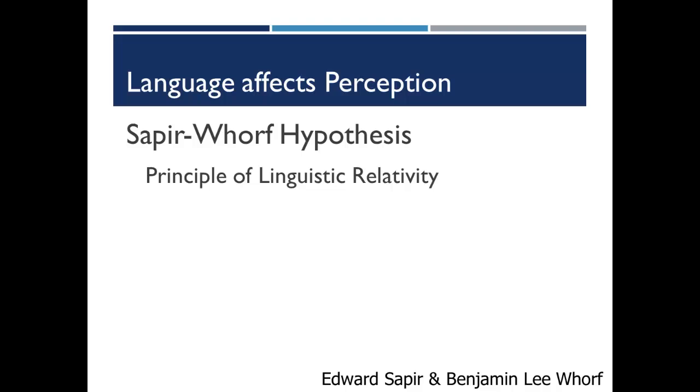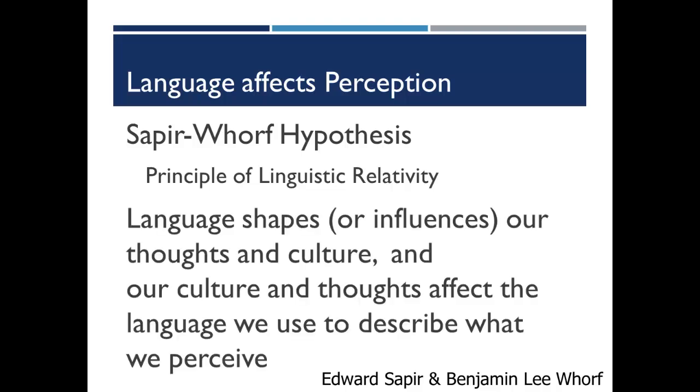Sometimes called the principle of linguistic relativity, or the Whorfian hypothesis, this concept says that language shapes or influences our thoughts and culture, and our culture and thoughts affect the language we use to describe what we perceive. Another way to view this is that your perception of reality is affected by the language system that controls your thought system.